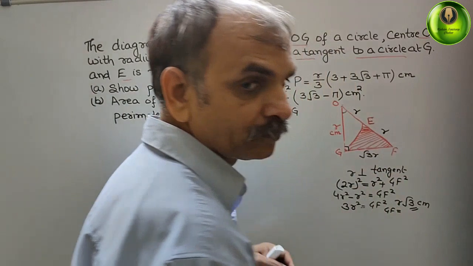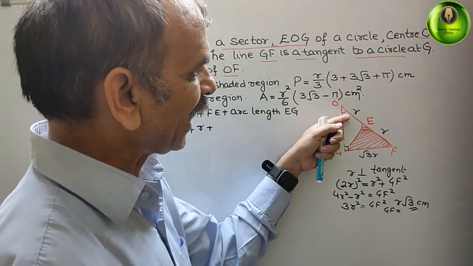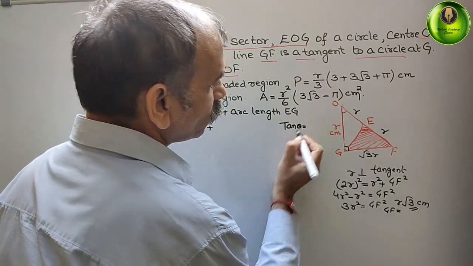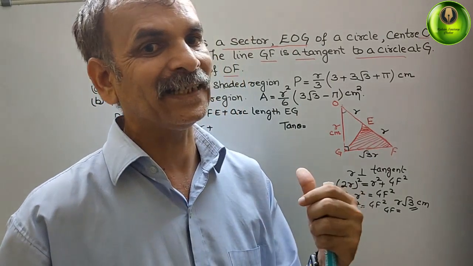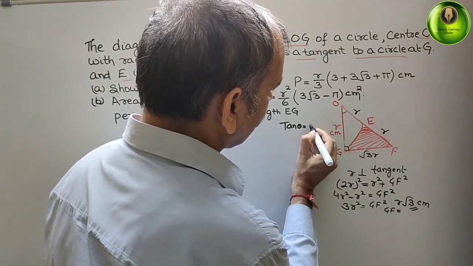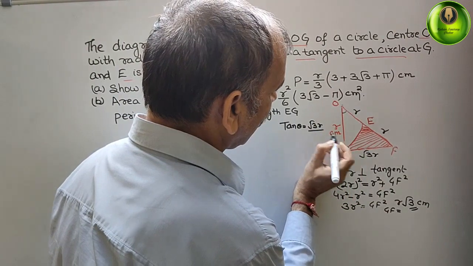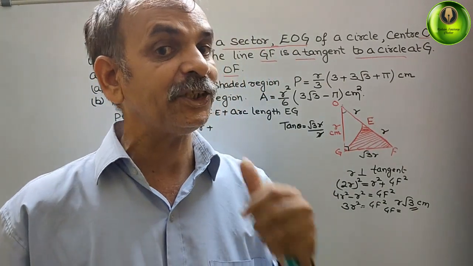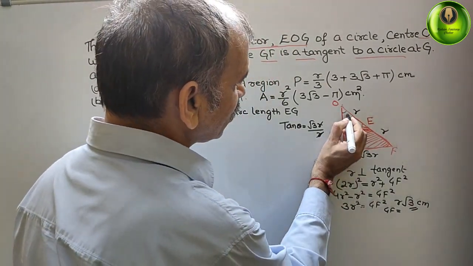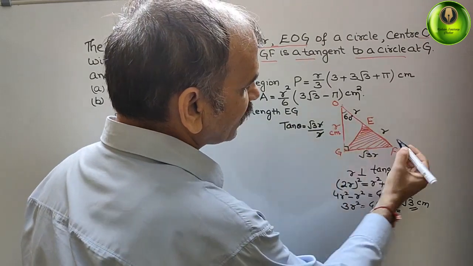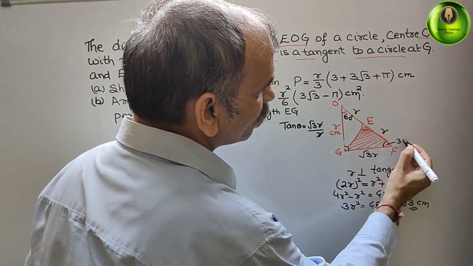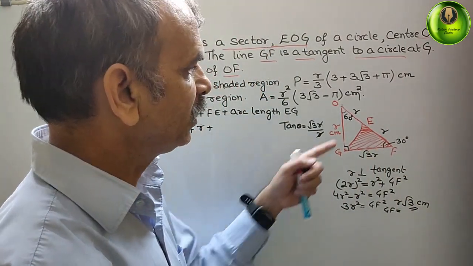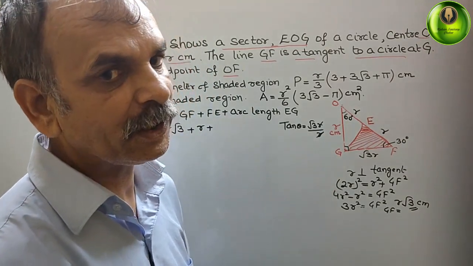Now if you take tan theta, suppose you have taken tan theta. So tan theta is opposite by adjacent. So opposite is root 3 r, by adjacent is r, and r is gone. Root 3, so root 3 comes as 60 degrees. That means this is 60 degrees. And this angle is now 30 degrees, because this is 90 degrees. So this is 60 degrees now.